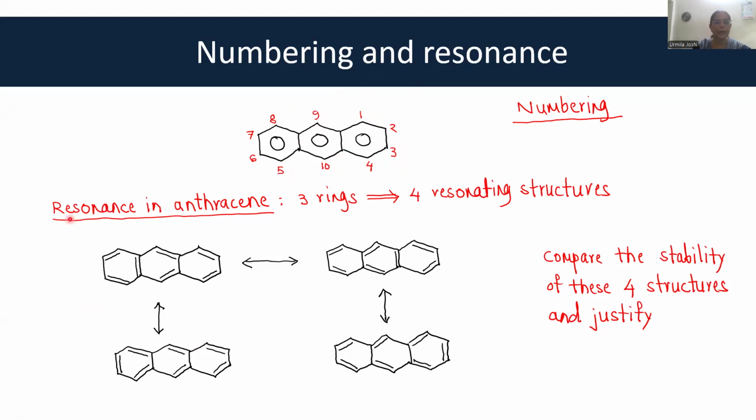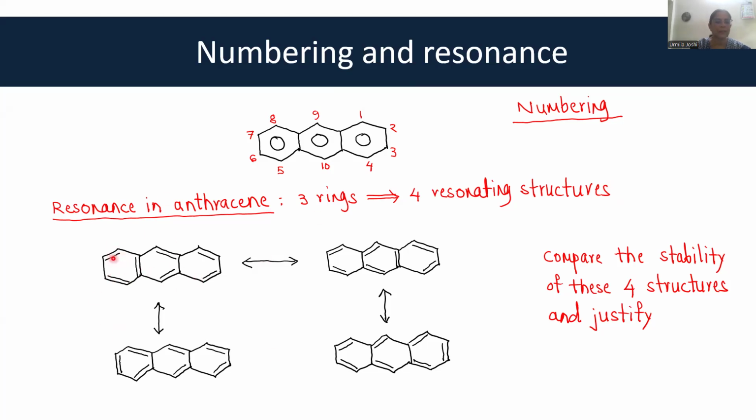Now going to resonance in anthracene. As you can see, anthracene contains 3 rings. In case of naphthalene, we saw Fry's rule, that is, number of rings plus 1 are the resonating structures. So here, the total number of resonating structures will be 3 plus 1, that is 4. Now, let us try to write the resonating structures.